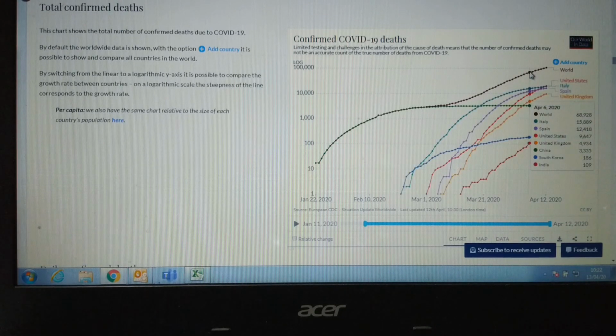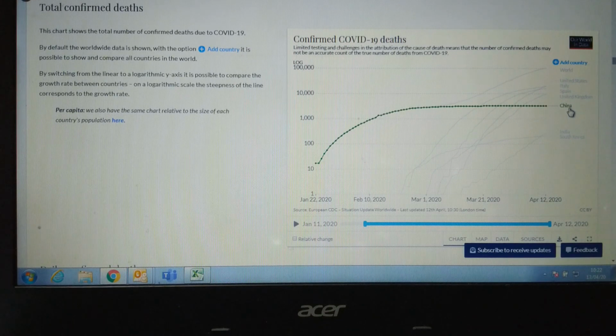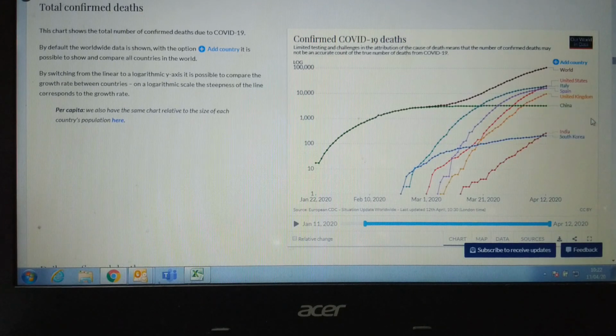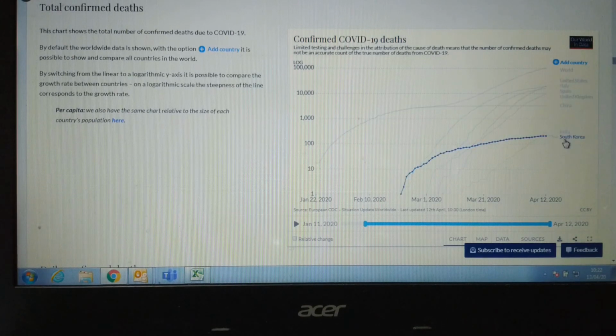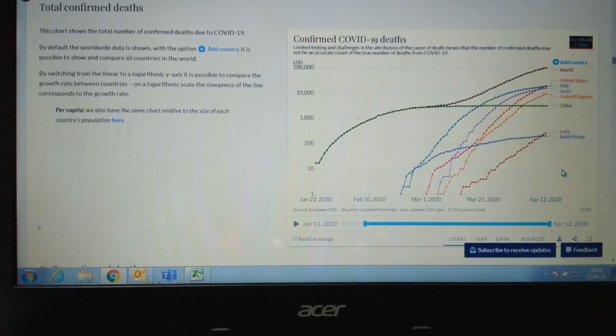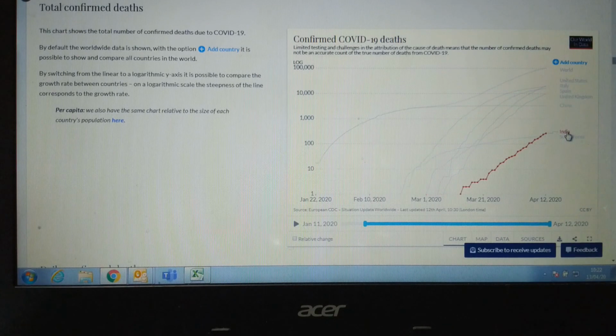So this is the whole world. Now, if you look at China's graph, China has more or less flattened the curve. So the number of confirmed COVID deaths is not increasing at a very high rate. India is going up, so this is India, we have seen this curve. South Korea has already started tapering the graph towards a plateau. United States, on the other hand, is in a bad shape.